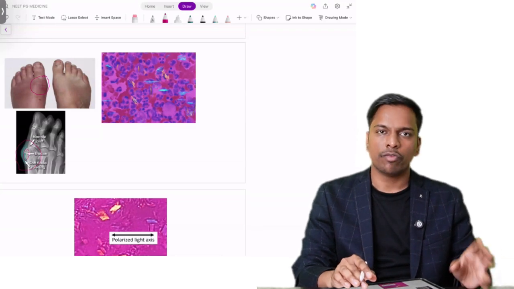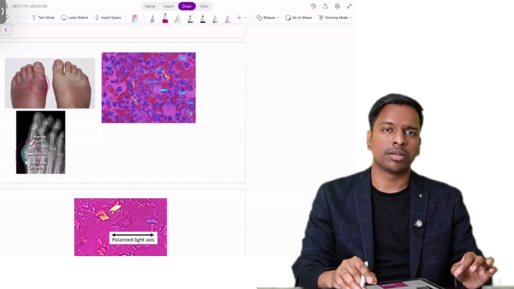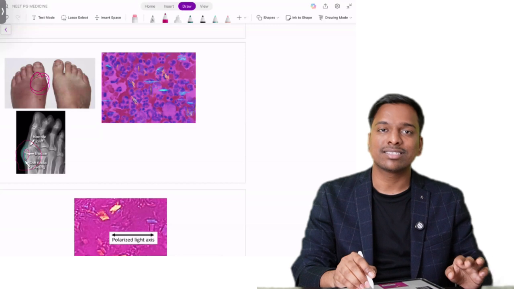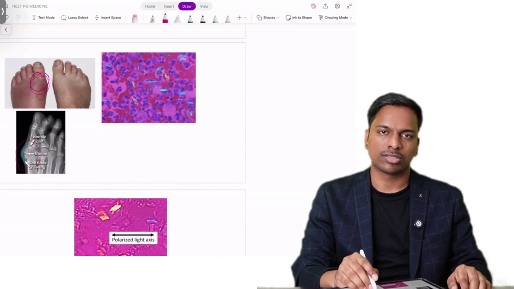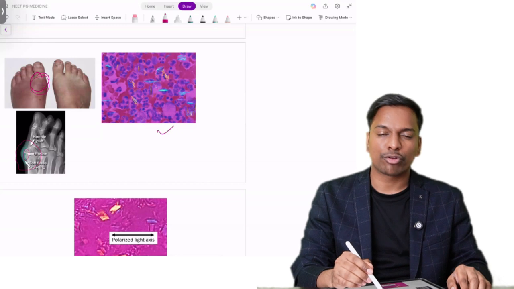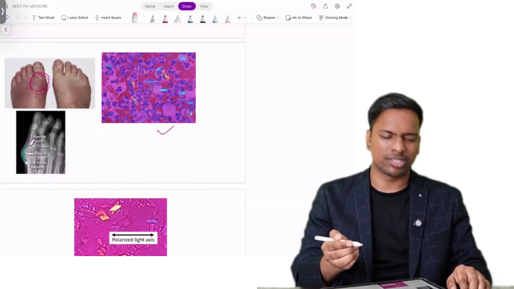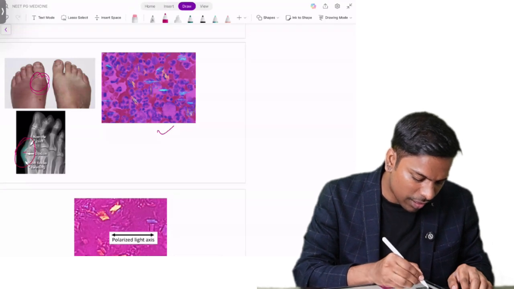Okay, so uric acid mainly involves the toe, the great toe. Here also in this case, the left great toe is involved, and that is called podagra. And the condition is called gout. Apart from that, when we do the X-ray, we get joint erosion. So joint erosion is like this in this patient. Can you see this?